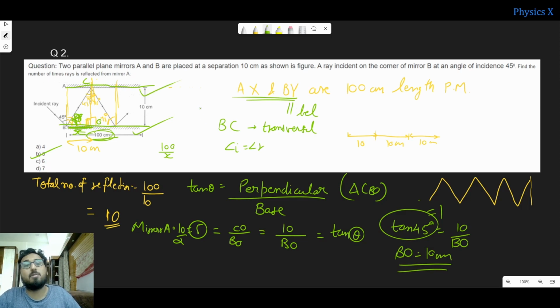That will be the total number of times the ray is reflected from mirror A. 10 times this ray will get reflected, striking mirror B, 10 times it will get reflected, and 5 from mirror A, 5 from mirror B. So the answer will be 5.